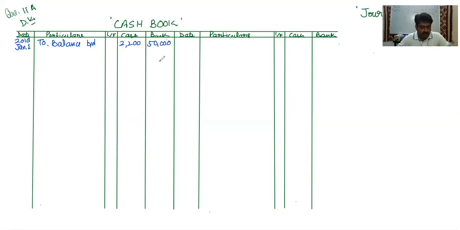come in the bank column. Okay, after this, January 3, purchased goods for rupees 75,000, trade discount 20%, CGST 6%, SGST 6%, payment made by cheque. So a very simple treatment will come in the credit side because it is our payment, 2018 January 3, and our journal entry will be purchase account debit, input CGST debit, input SGST debit, to bank account.